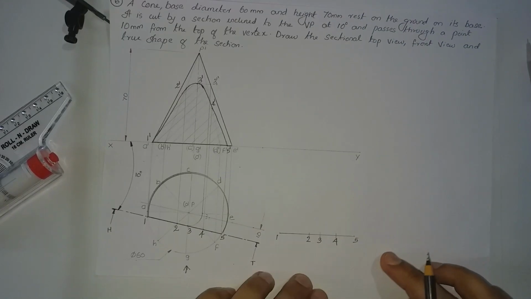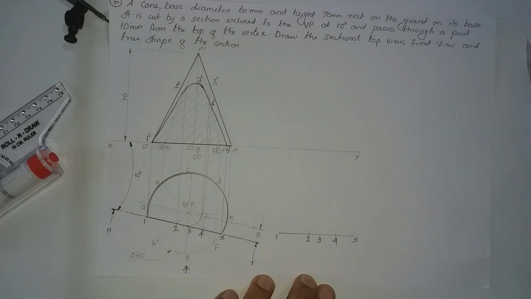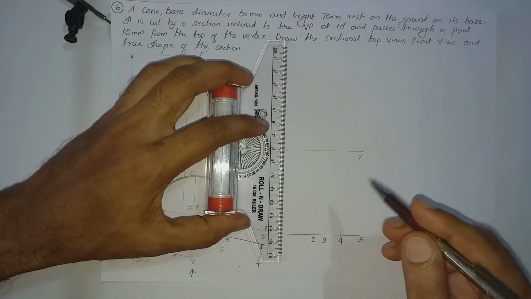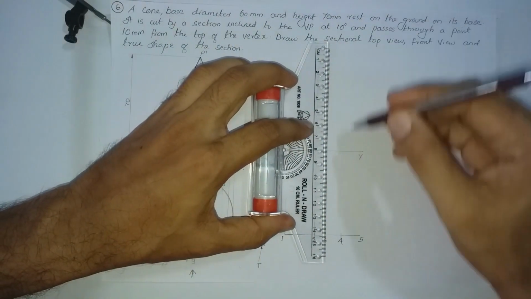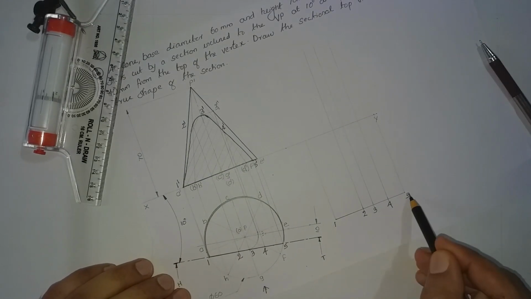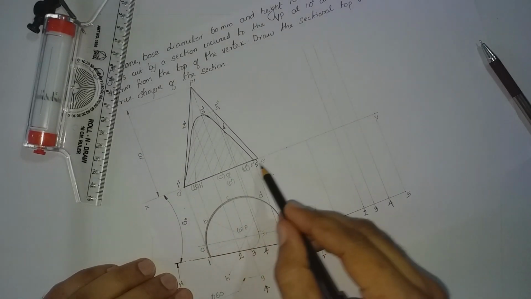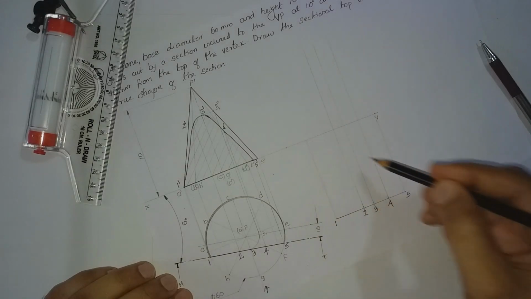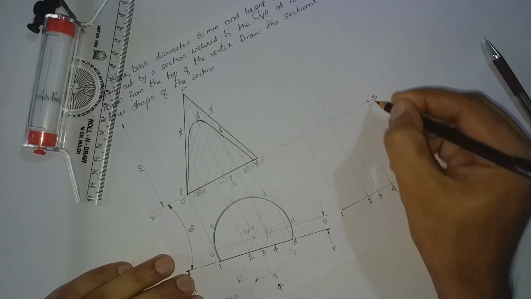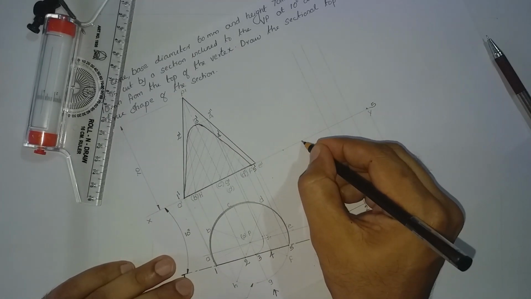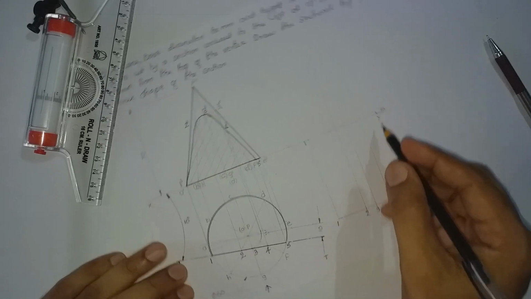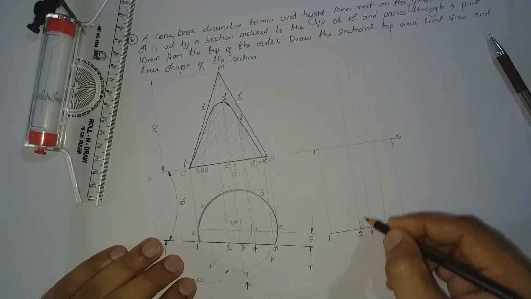Now let us extend projectors from 1, 2, 3, 4, 5 to the front. Here 1 and 5 are along the base. That is why I have extended it only up to the XY line. So this will be 5 and this will be 1 because 1 and 5 are along the base. Now we shall mark 2, 3 and 4. So this is 2.